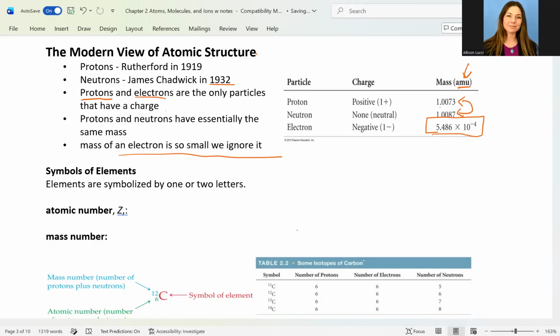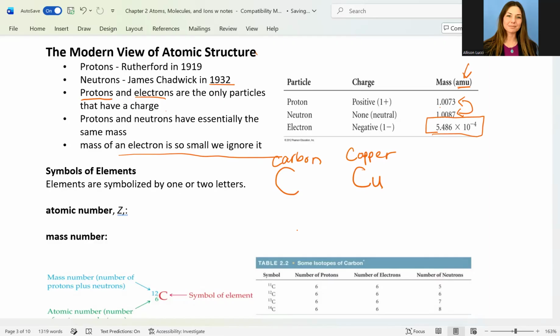Another thing to think about here are the symbols of elements. Depending on what element we're talking about, it may have a one-letter symbol, say carbon here, or we could have a two-letter symbol. So copper is from a different language. It was cuprous or cupric. So that's where the Cu comes from for copper.